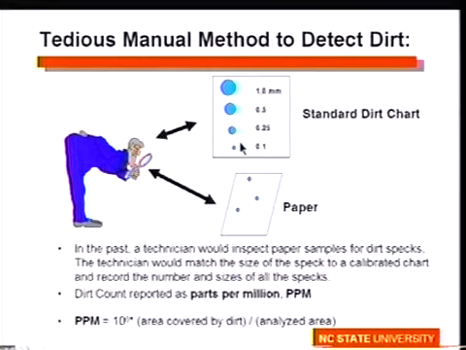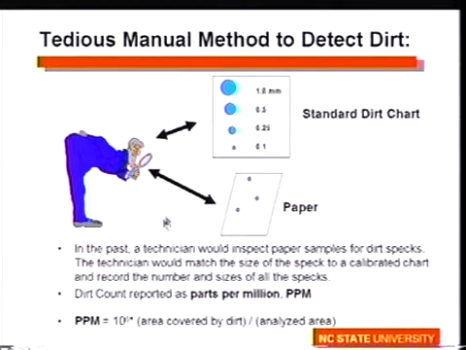And what would happen would be that they would count up all the specks of certain sizes that match the standard dirt chart and tabulate them all up, and then calculate the total area covered by dirt. And then the other thing that the operator would know would be how much paper they looked at. So they'd have an idea of the total area that they scanned or looked at.